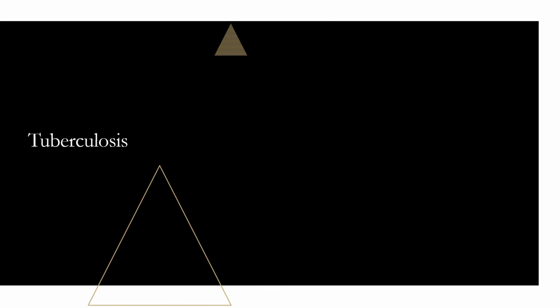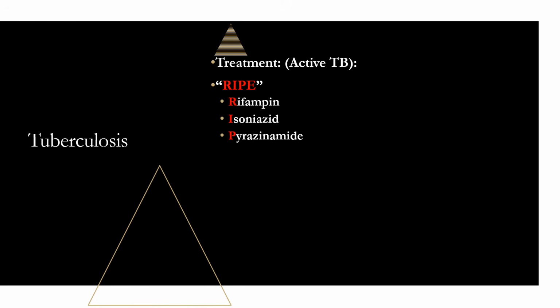Let's move on to treatment. We're almost done here. Treatment is actually not very complicated. In a patient with active TB, the treatment is going to be RIPE. What RIPE stands for is rifampin, isoniazid, pyrazinamide, and ethambutol. So this is the treatment for active infection. Treatment is typically for about 6 months.